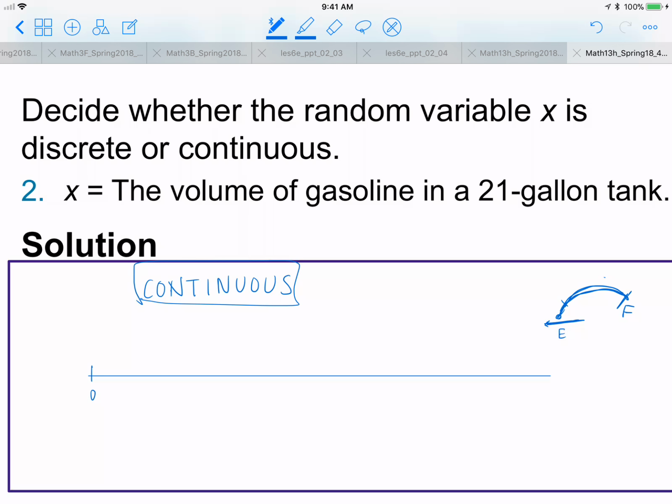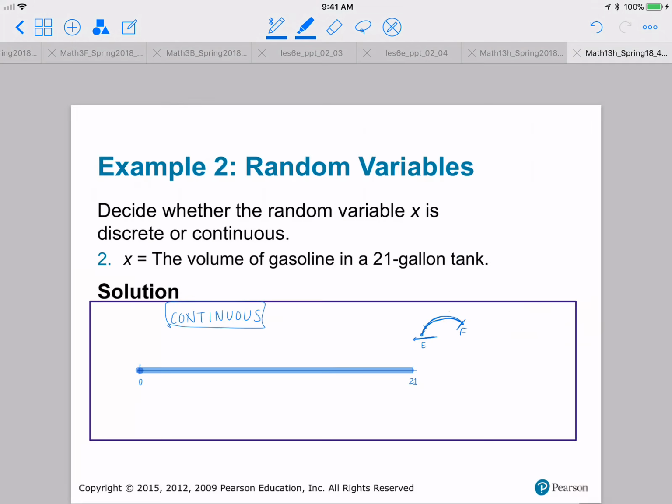So if you were to put this on a number line, the volume of the gas is going to be anywhere in between 0 and 21 gallons. So we wouldn't put dots. We would have to highlight the entire interval. Okay.